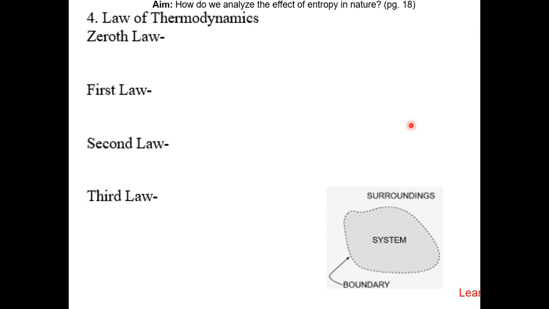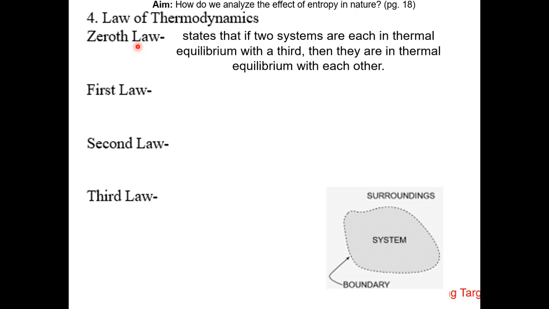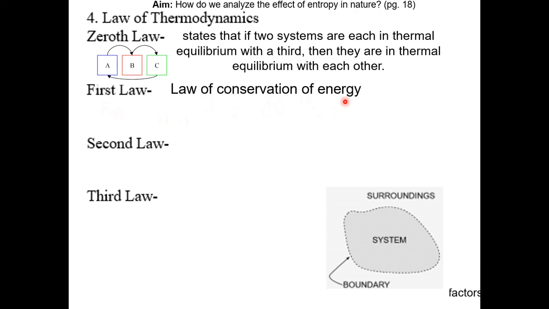There are 4 laws of thermodynamics. The 0th law states that if 2 systems are in thermal equilibrium with a third, then they are all in thermal equilibrium with each other. We discussed thermal equilibrium in the energy unit. The first law of thermodynamics is the law of conservation of energy.